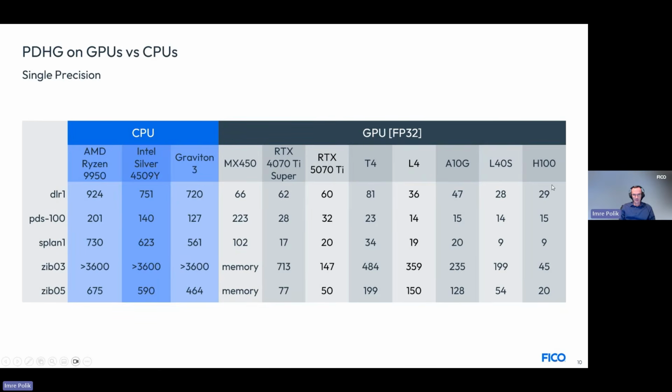So here's a simple overview table of the 5 instances. These are the same 5 I discussed earlier. These are public LPs, fairly large. The smallest one has 1 million non-zeros. The largest one has 300 million non-zeros. And then we ran them with 3 CPU setups and 8 GPU setups.